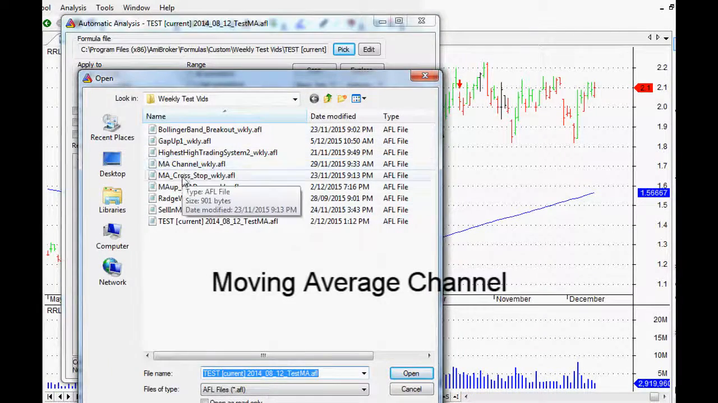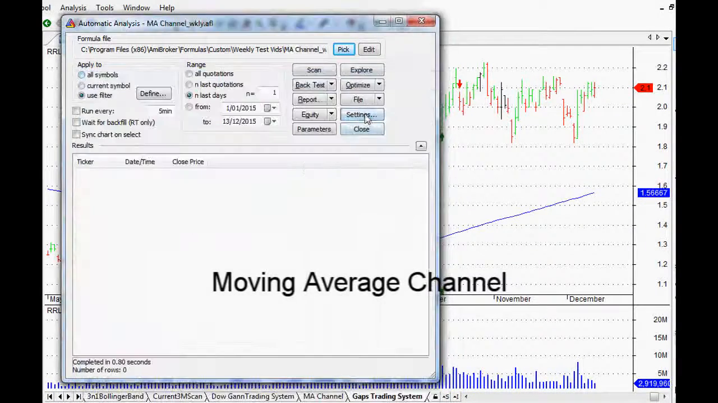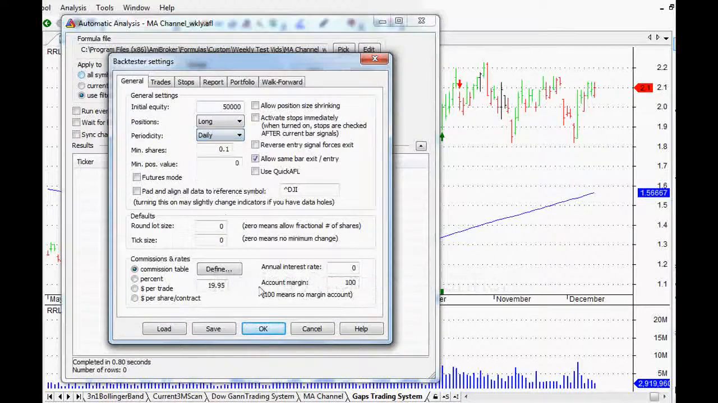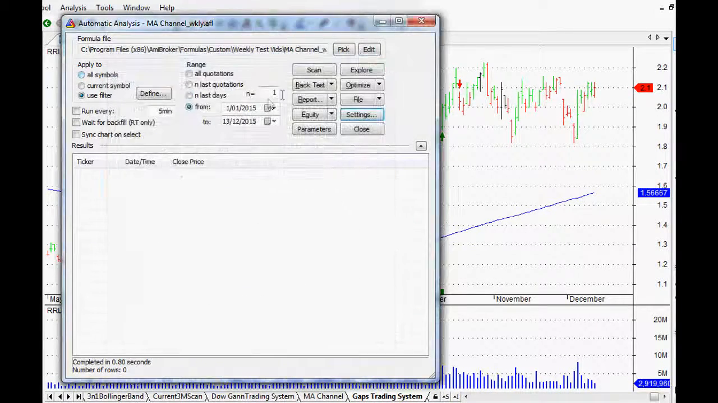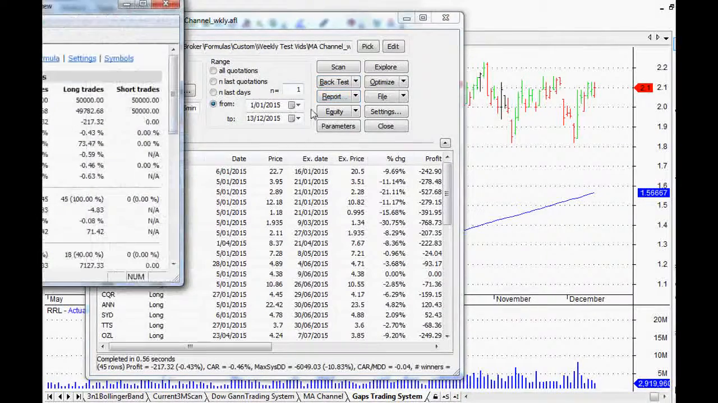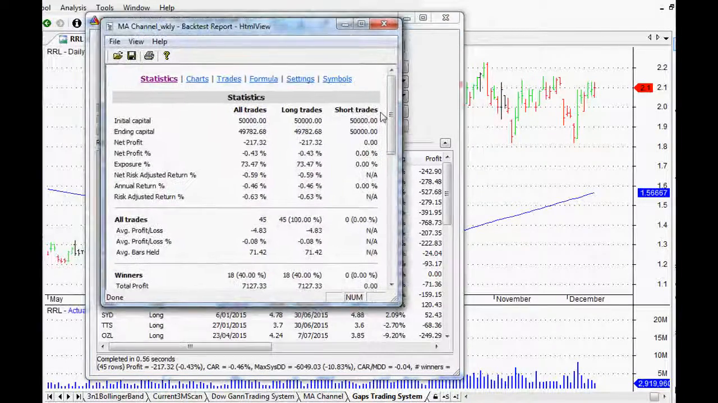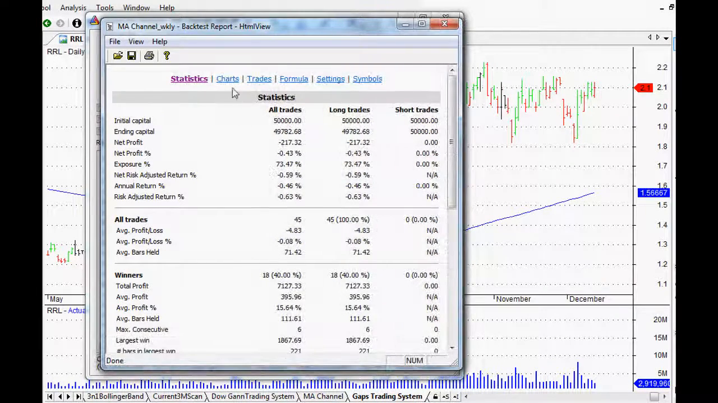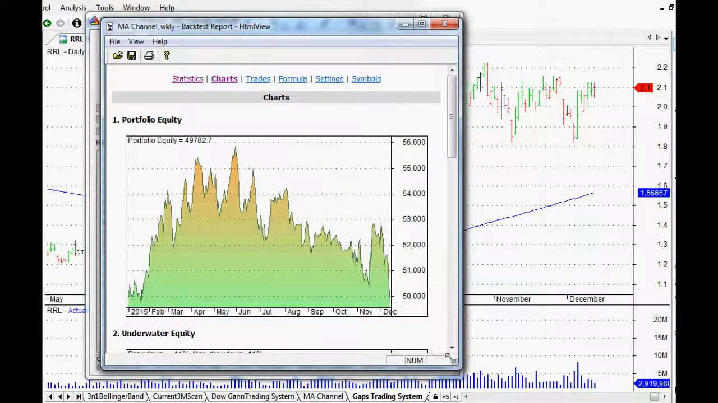We've got the moving average channel. Let's just jump into that one. It's a daily trading system, so we'll just change that back to daily. If we just do a quick back test over the last 1 year and a report. Now, this one has moved into negative territory now. It wasn't doing that well to start with. It was about 5% over the whole year. And there we go there.